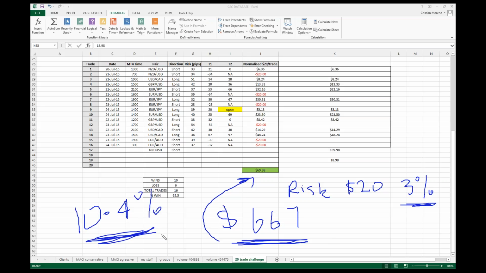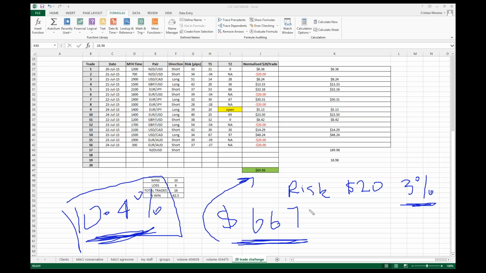The point is this. If I'm risking $20, the assumption is that I'm trading an account of about 667, if I'm risking 3%, which meets the rules. I've actually returned 10.4% on my account in what? 2 weeks since the 20th of July, in 16 trades.